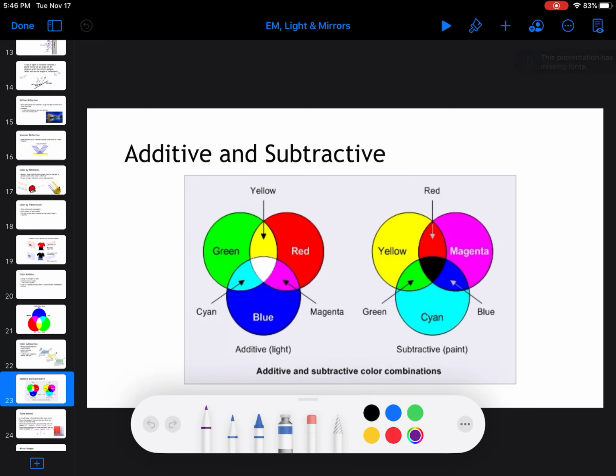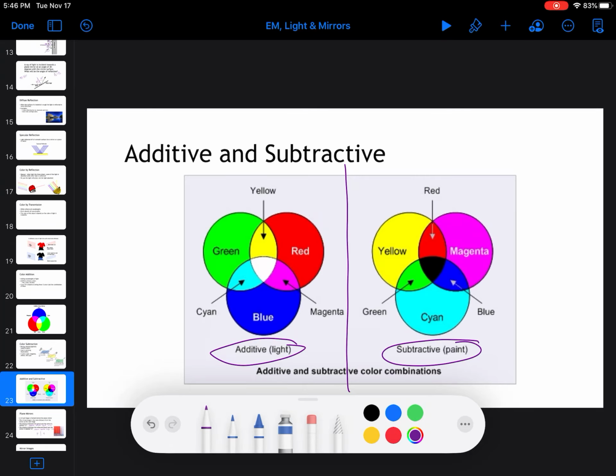So you can see that we have additive, which is going to be my light over here on the left. So this right here on the left is for light. Red, green, and blue are our primary colors, and you see that we mix them to make cyan, magenta, and yellow. On the right-hand side, this is our subtractive color wheel.